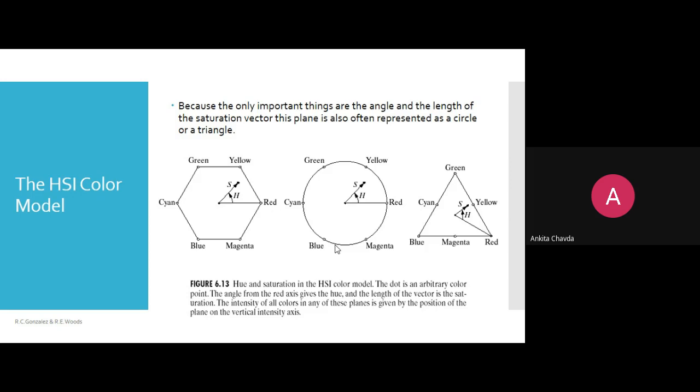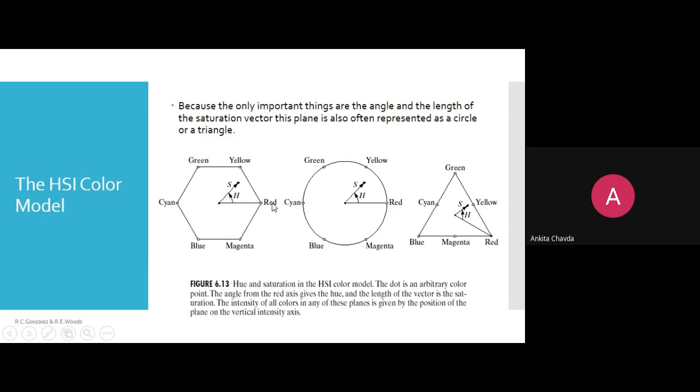This is the continuation. Here they are saying that you can represent this HSI model in any shape. Generally we have referred to the hexagon, but you can even represent it with a circle, or even with a triangle. The representation of the shape could be anything. The main thing is hue and saturation. Because the only important things are the angle and the length of the saturation vector, this plane is often represented as a circle or a triangle.